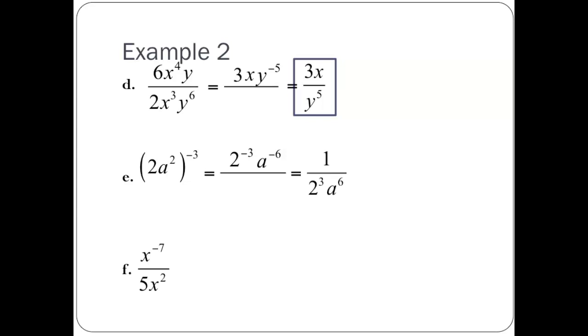And then we can simplify this. 2 to the 3rd is equal to 8. So this is 1 over 8a to the 6th power.